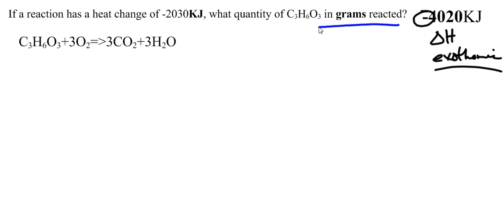All right, so let's take a look at what we have. If a reaction has a heat change of negative 2030 kilojoules, what quantity of, in this case, it's lactic acid, in grams has reacted? So here's my balanced chemical equation. I'm telling you right now, I'm not going to give you the balanced chemical equation. I'm going to give you the names, and you'll have to write the equation out and balance it. I won't even give you the formulas. You need to figure that out because you're studs, and you're awesome, and you should be able to do that. Okay?